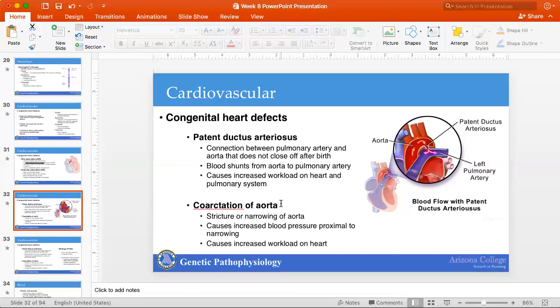Coarctation of the aorta, a stricture or narrowing of the aorta, causes increased pressure proximal to the narrowing. You can kind of think of it as putting your thumb over the opening of a hose. If you turn on the water faucet, the water comes out the hose. Put your thumb over it, and it's going to increase the pressure that it is coming through. And that's going to increase the overall workload of the heart.